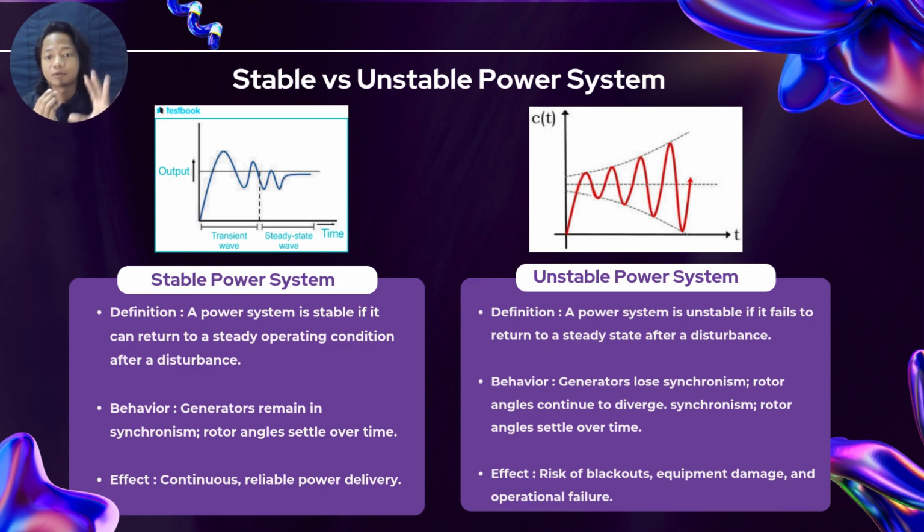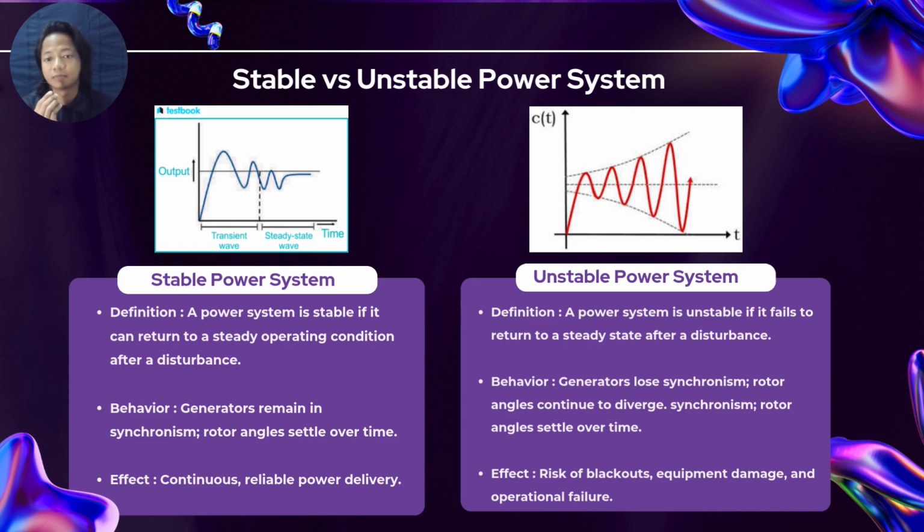For the stable power system, the definition is that a power system is stable if it can return to a steady operating condition after a disturbance. The behavior of a stable power system is that generators remain in synchronization, rotor angles settle over time, and the effect is continuous, reliable power delivery.